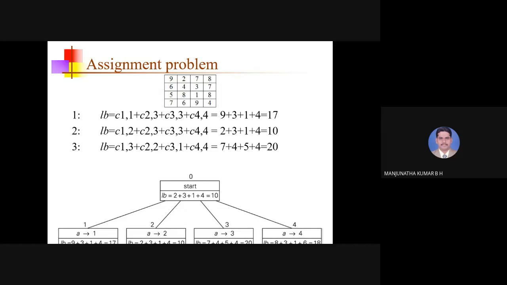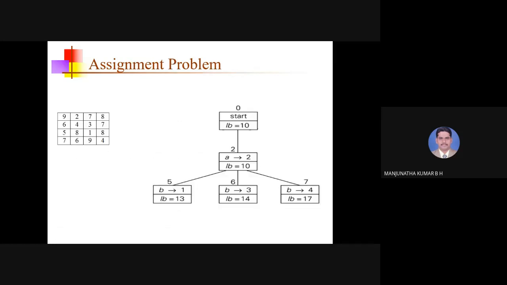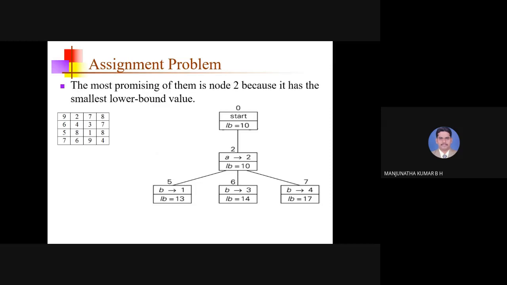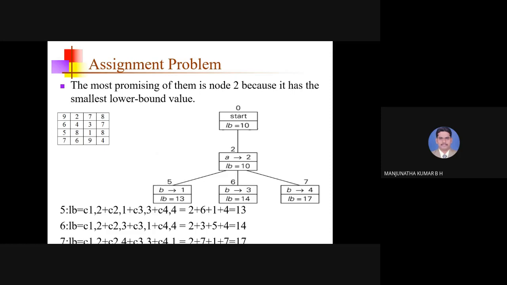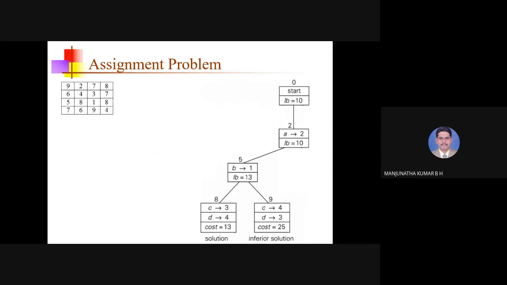You know already, if you are solving any problem using the branch and bound technique, you have to compute the bound value. The bound value may be an upper bound or a lower bound. It depends on the problem. For the assignment problem, we have to calculate the lower bound value. So for every node creation, we have calculated the lower bound value.